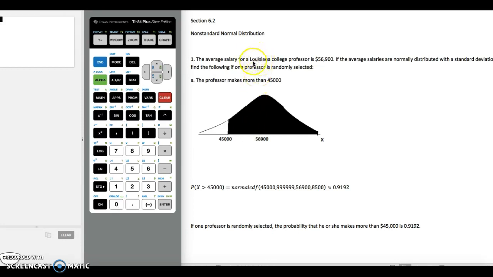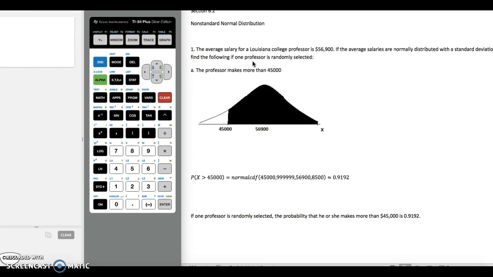The average salary for a Louisiana professor is $56,900. If the average salaries are normally distributed with a standard deviation of $8,500, find the following if one professor is randomly selected. Find the probability that the professor makes more than $45,000.